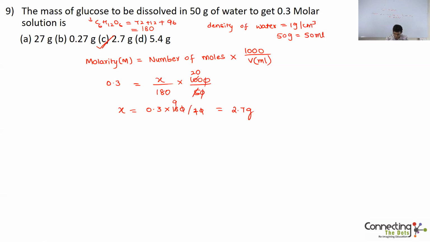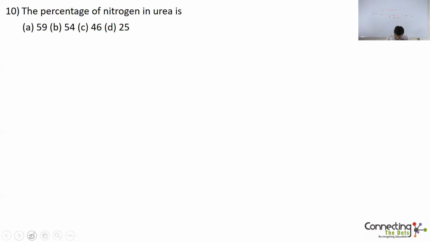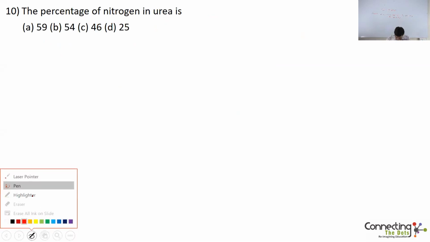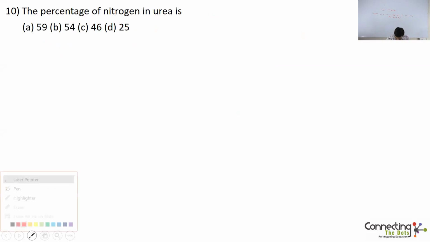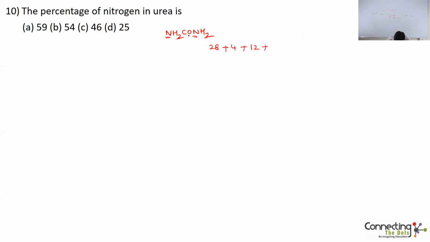Okay, let us look at the next question. The percentage of nitrogen in urea is. To answer this question, we should know the formula for urea. The formula for urea is NH2CONH2. And we can calculate the molar mass. You have 2 nitrogen, so it will be 28, plus 4 hydrogen, so plus 4, plus 1 carbon is 12, plus 1 oxygen is 16. If you calculate this, it becomes 60.